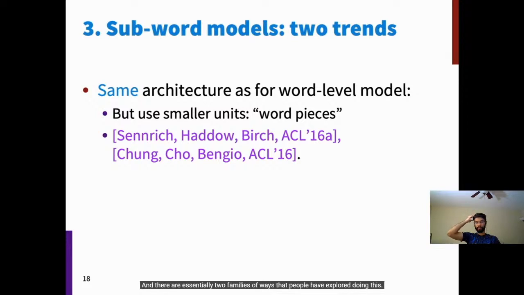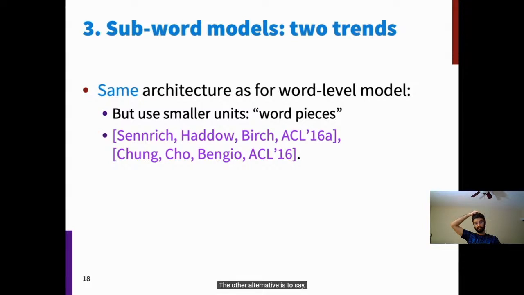And there are essentially two families of ways that people have explored doing this. One way of doing it is to say, look, we just want to use exactly the same architecture as we use for a word model, except our words aren't really going to be words, at least sometimes they're going to be pieces of words. And so those are often called word piece models. In particular, there's one commonest way of doing it that's called BPE, which I'll go through in some detail.